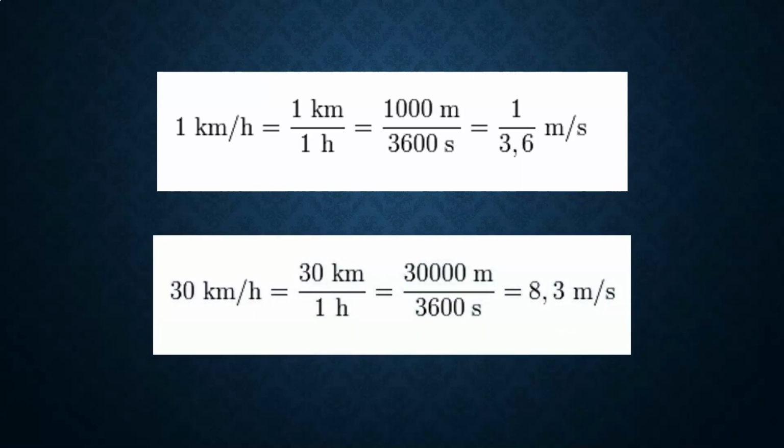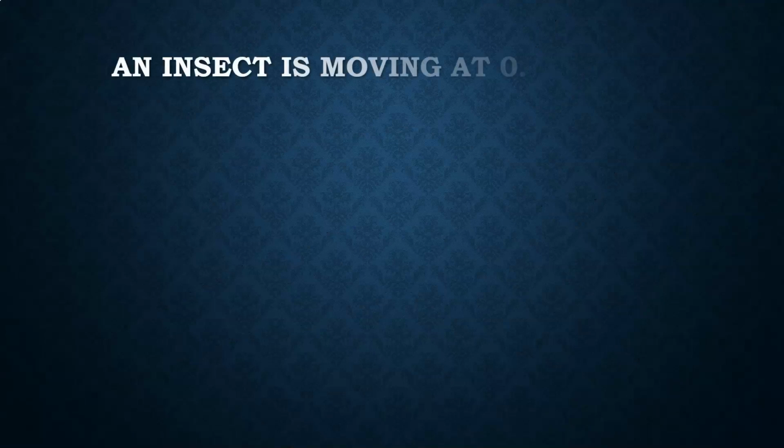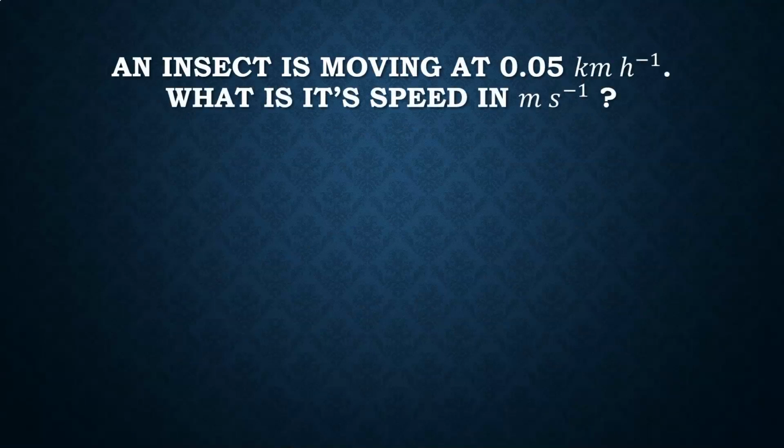Got another example here with 30 kilometers. We've done the same thing, transferred it to meters and seconds, and in this case done that division to give you 8.3 meters per second. All right, here's an example. An insect is moving at 0.05 kilometers per hour. What is its speed in meters per second?